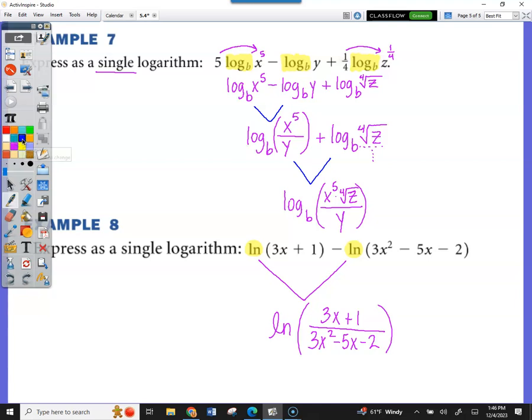All right, we are going to factor this. The top is already 3x plus 1. Let's look at the bottom. 3 times negative 2 is negative 6. Factors of negative 6 that add up to negative 5. Positive 1 and negative 6.